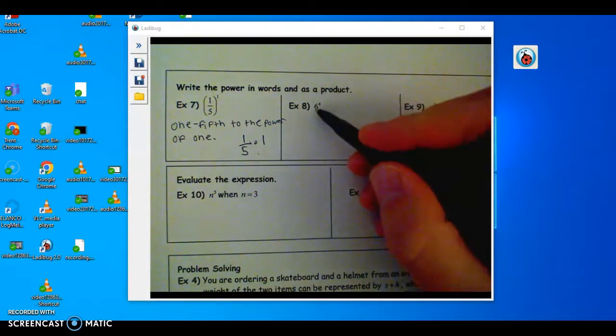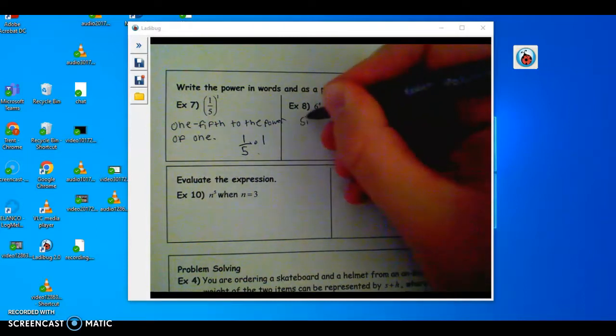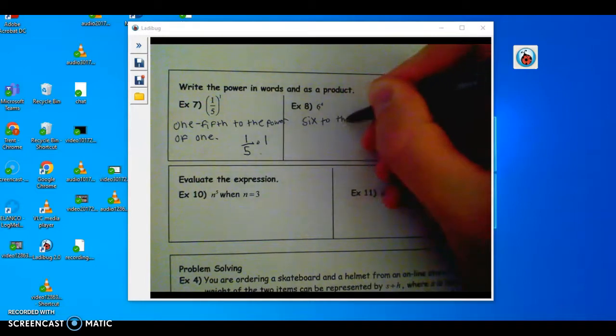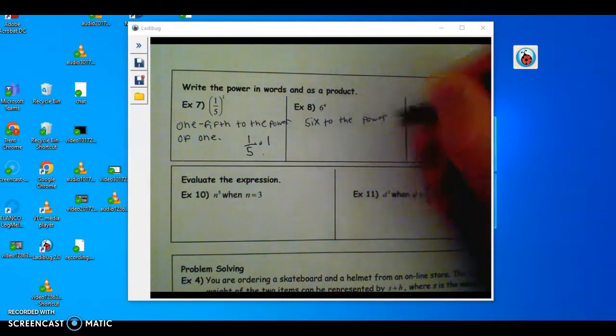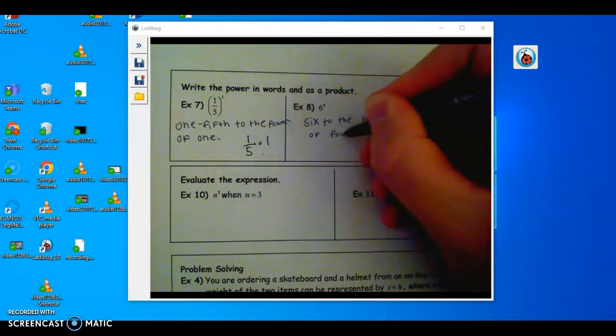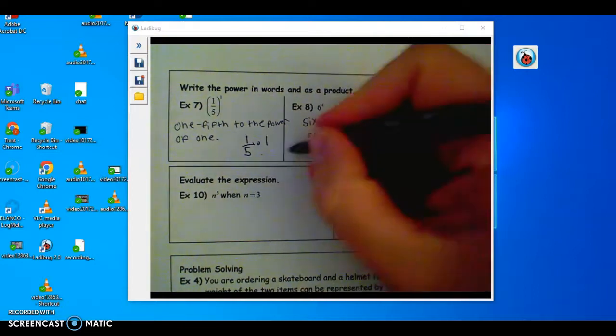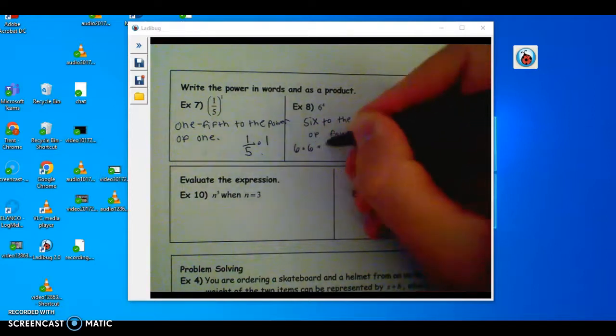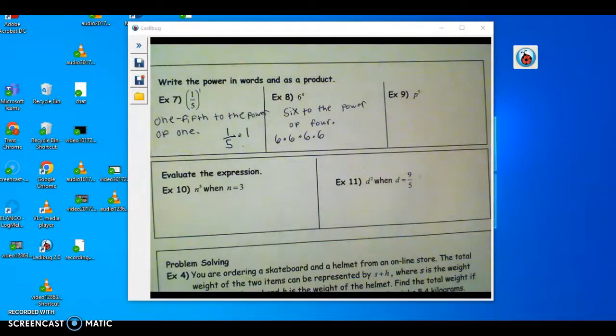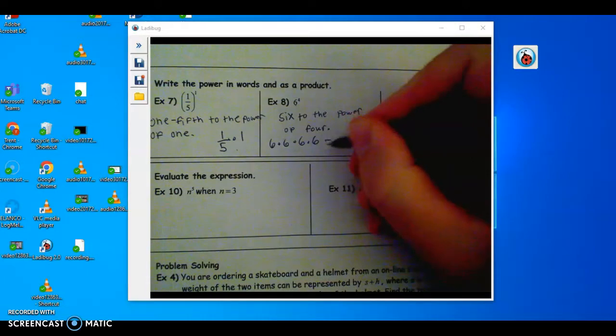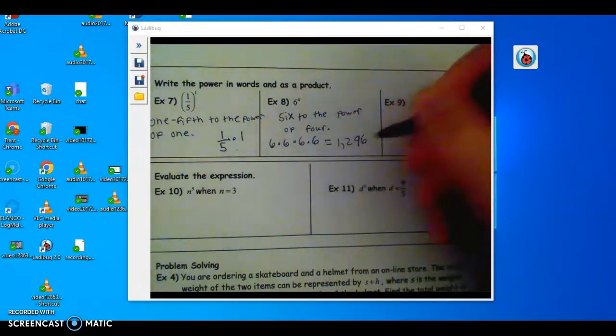Example 8, we have 6 to the power of 4. So 6 to the power of 4, which is 6 times itself 4 times. So if you have a calculator, please use a calculator, but I do not have a calculator on me other than my phone, so I'm going to use my phone. 6 to the power of 4 is 1,296.